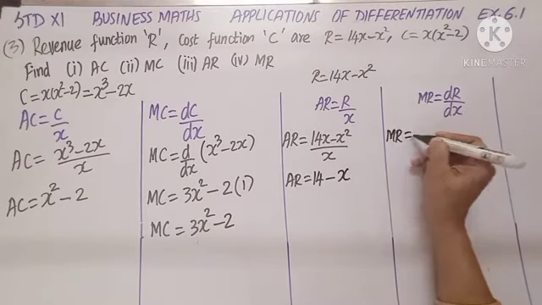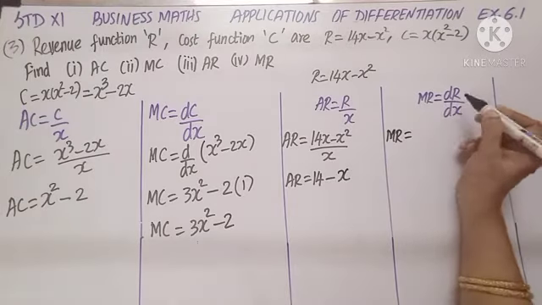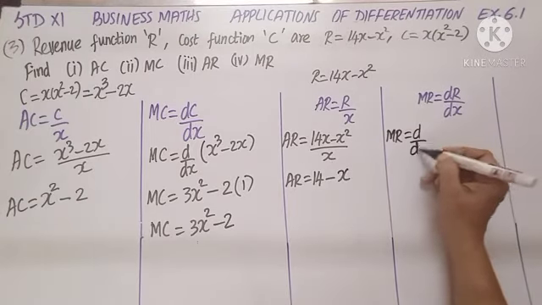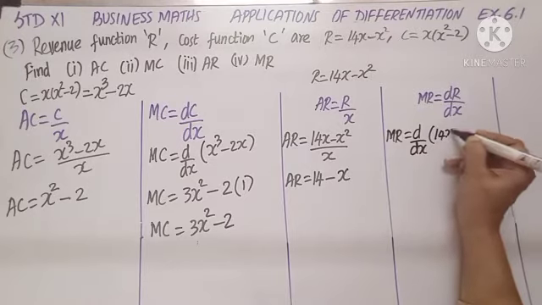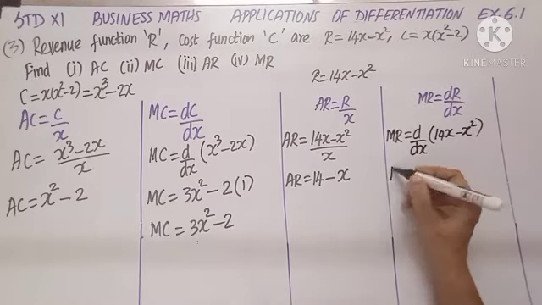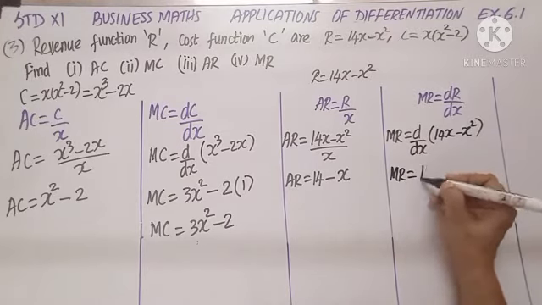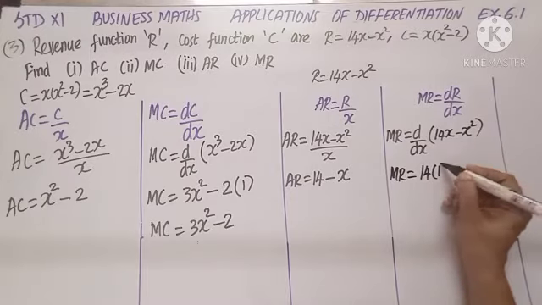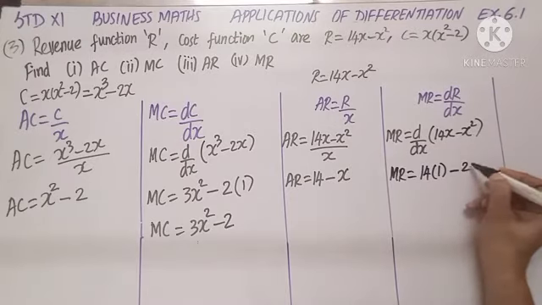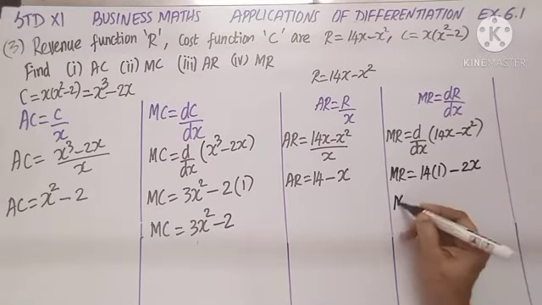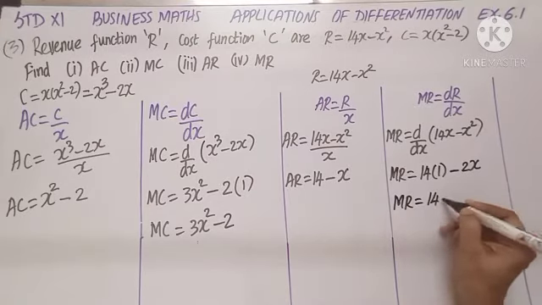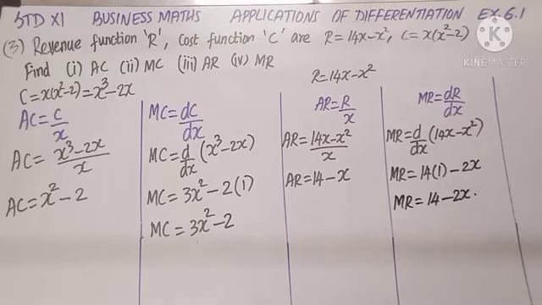Marginal revenue tells us to differentiate R. D by dx of 14x minus x square. MR equals 14 into x becomes 1 minus x square becomes 2x. MR equals 14 minus 2x, and that is the answer.